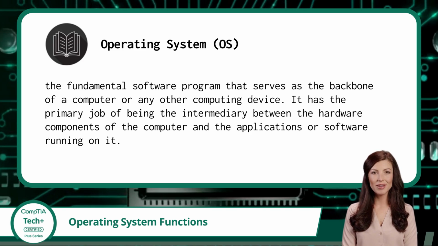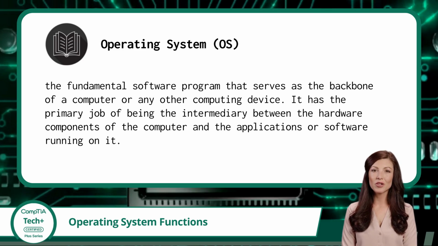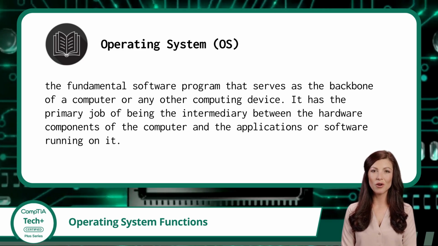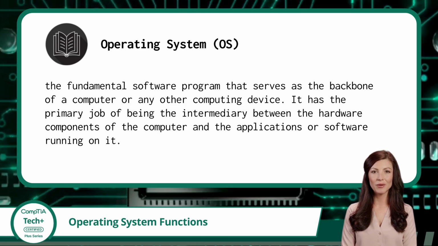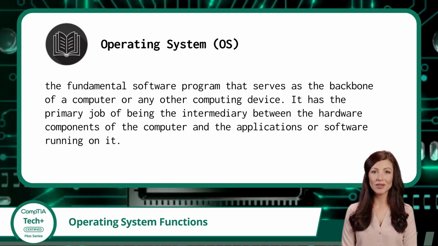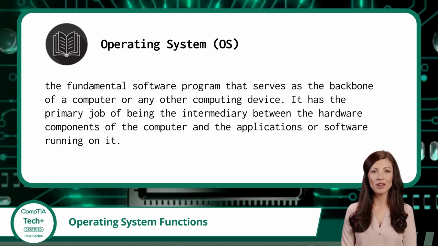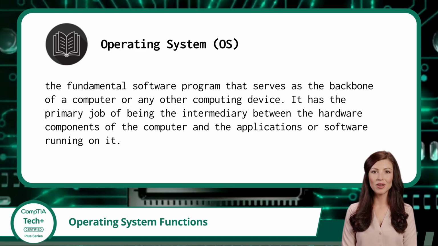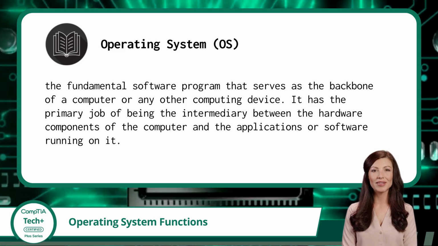An operating system, or OS for short, is the fundamental software program that serves as the backbone of a computer or any other computing device. It has the primary job of being the intermediary between the hardware components of the computer and the applications or software running on it. Now that we've covered that core definition again, it's time to take things a step further and look at the specific functions the operating system performs behind the scenes.